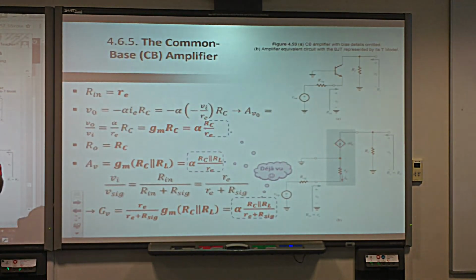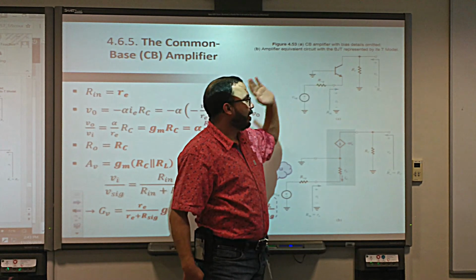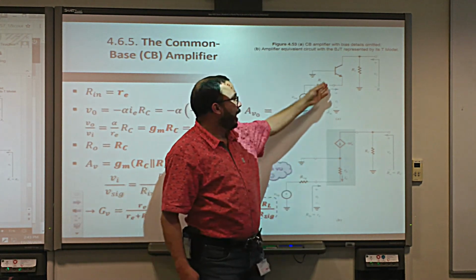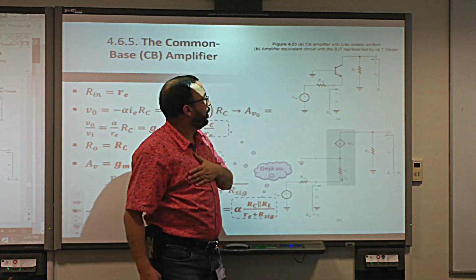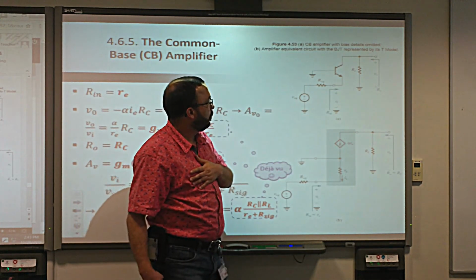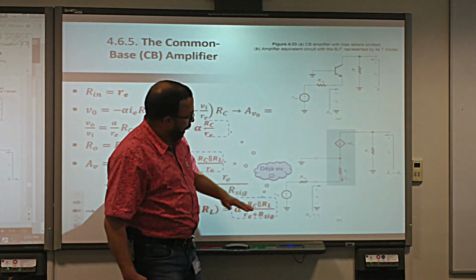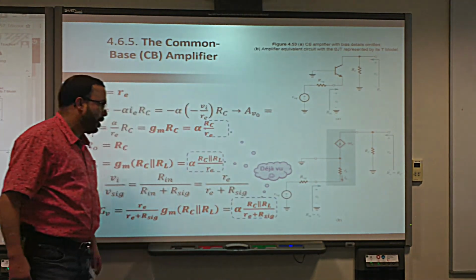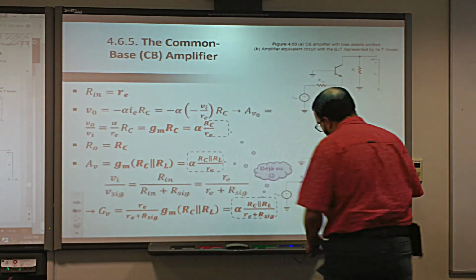Boom. Now the next amplifier is going to be what? The common base. Very good. Now the input will be at the emitter in this case, and the collector will be our output. Boom. Okay. We replace the model of the BJT with the T model, and then we do the same story again.